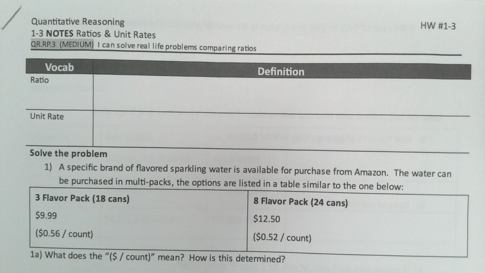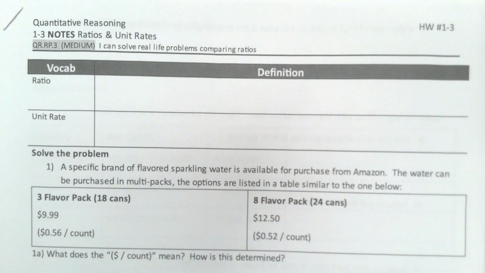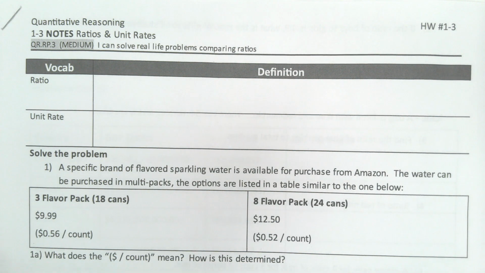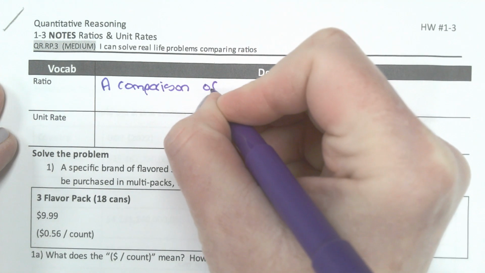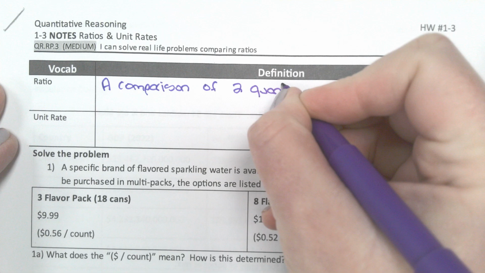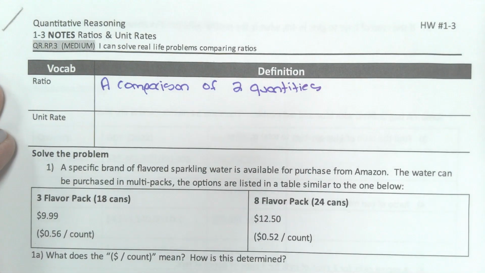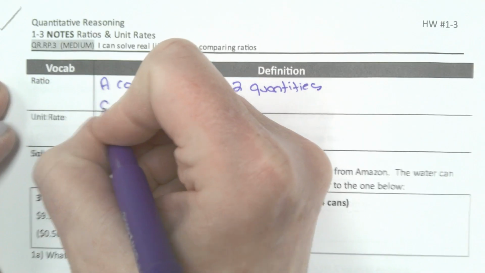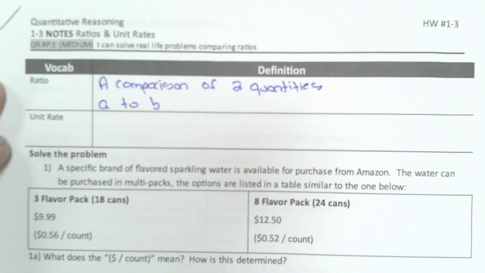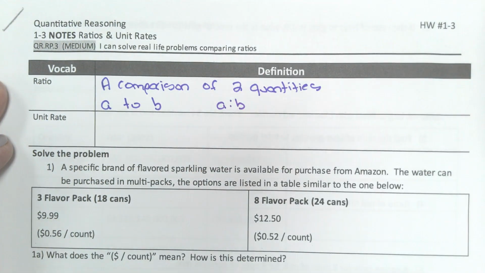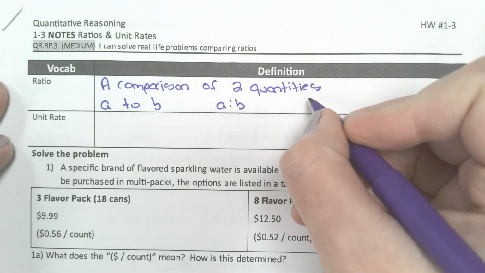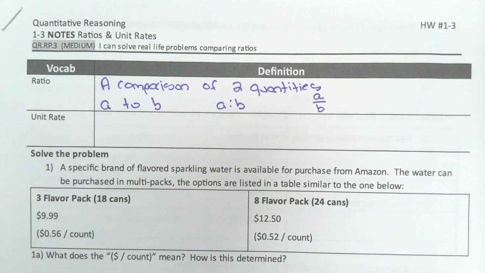All right, so today we're going to focus on ratios and unit rates. So the ratio is a comparison of two quantities. We can write this comparison a couple of different ways. We could say it as A to B. We could get rid of the word to and put a colon there. Or we could write it as a fraction.